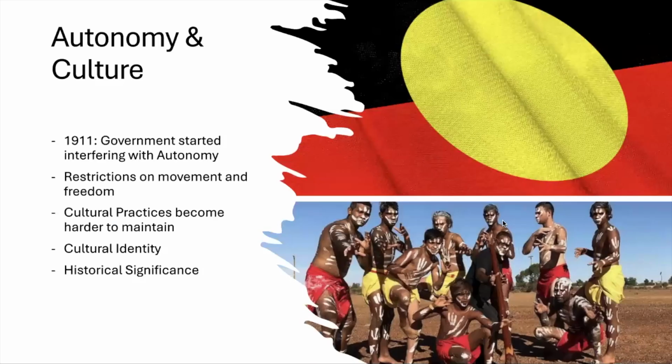And in 1911, the government started interfering in the island's autonomy. A manager was sent to supervise the land, and the island soon had imposed restrictions on movements. The residents' freedom was massively impacted by such a decision, and they found it hard to even maintain their own cultural practices, such as rituals, fishing, and storytelling. These practices were an essential part of their cultural identity.